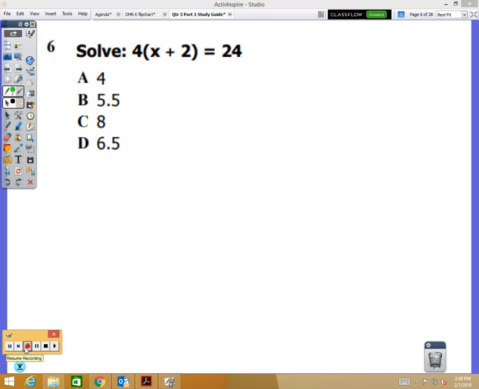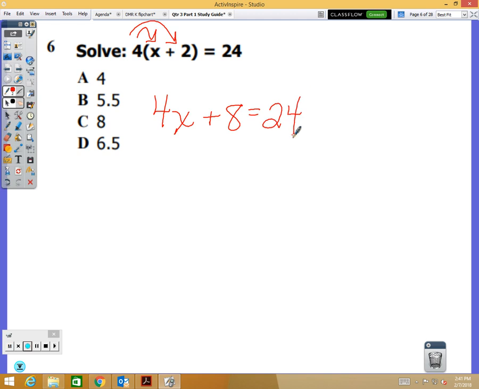Number 6. Most people did pretty well on number 6. You had to distribute first. So 4 times x is 4x. 4 times 2 is 8. And all of that equals 24. What's my next step?